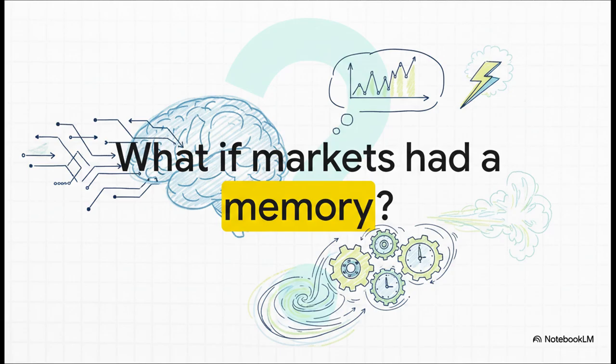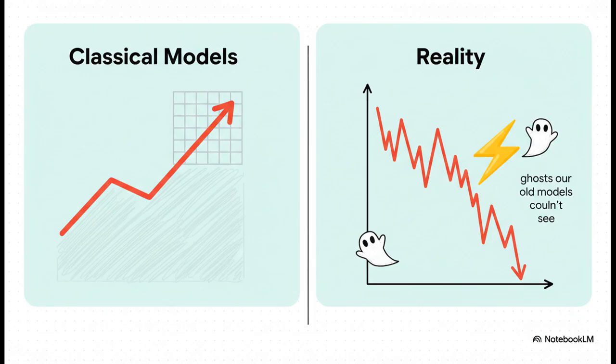And this question, this one right here, it gets to the absolute heart of the problem. You see, classical finance is built on this idea that the future only depends on where we are right now, not the past. But what if that's just flat out wrong? What if markets actually remember what happened yesterday and the day before that? I mean, this slide really lays it all out.